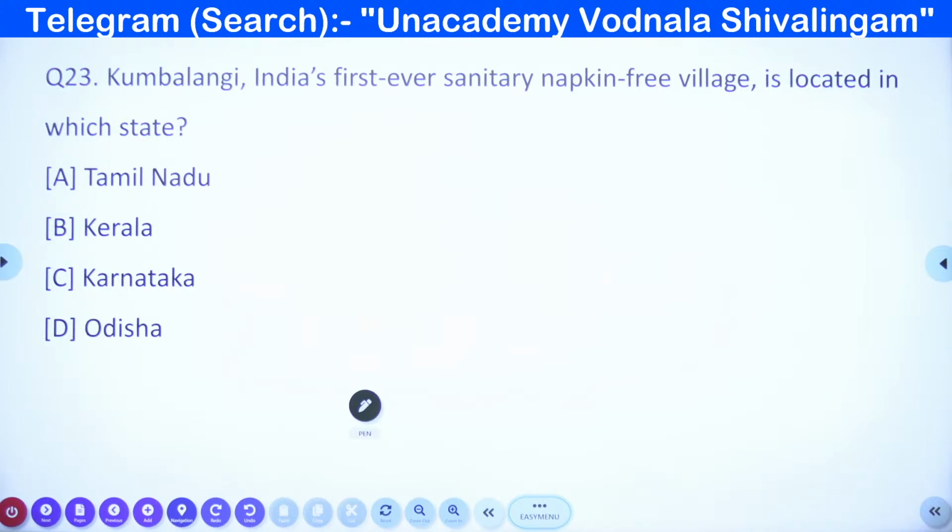Khumbalangi, India's first ever sanitary napkin free village, is located in which state? Which state is it? Khumbalangi. Option B, Kerala is the correct answer.